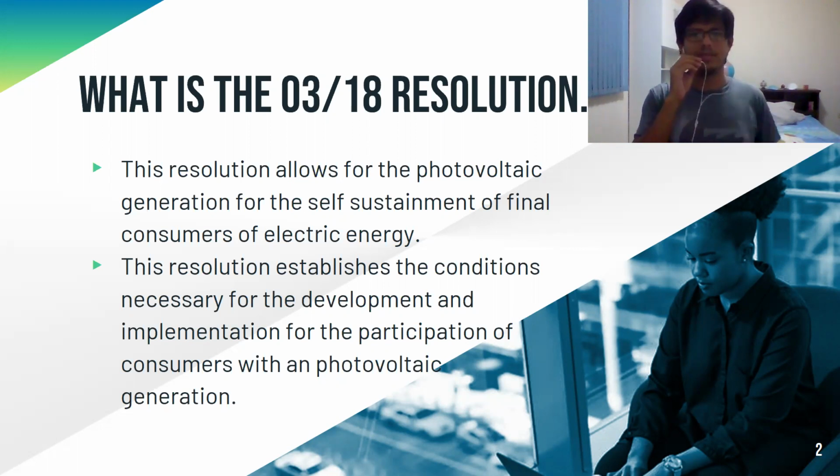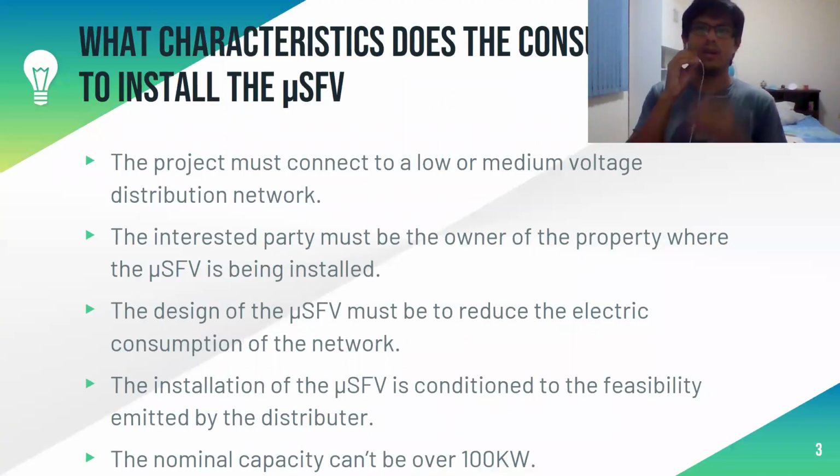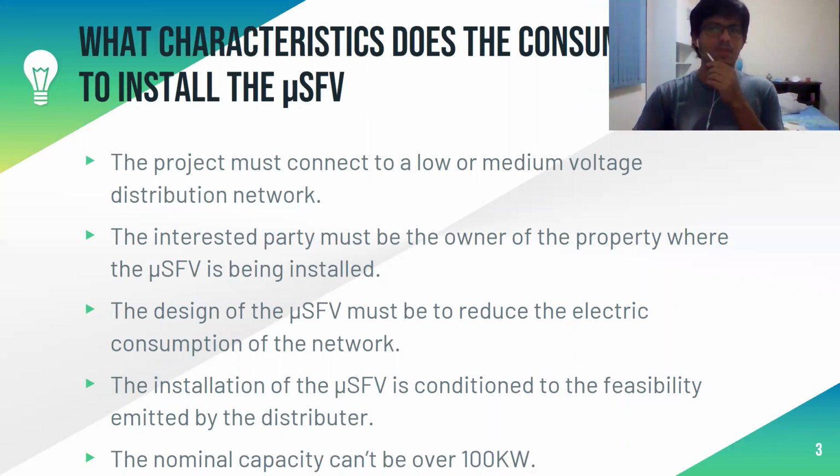This resolution establishes the conditions necessary for development and implementation participation of consumers with photovoltaic generation. This means that it is possible for every single person to just start putting their own panels in the network, as long as it only affects their own places. So, what are the characteristics that are necessary in order to install the MUSFB, which means microsistema fotovoltaico or micro photovoltaic system?